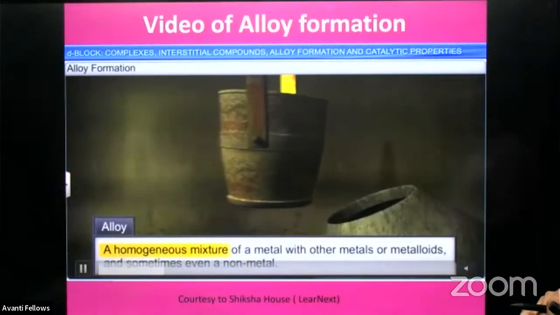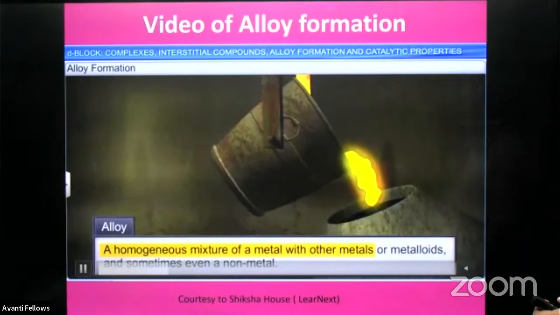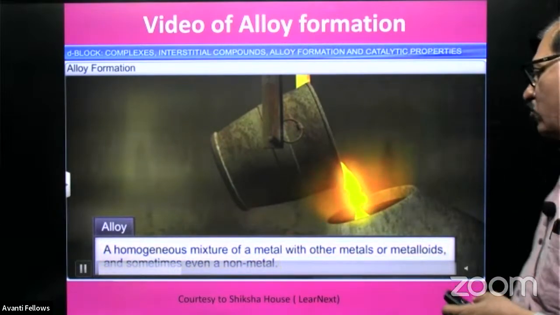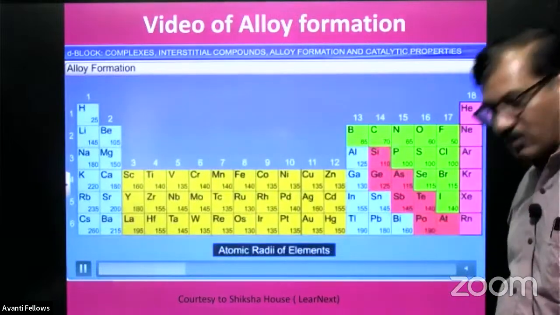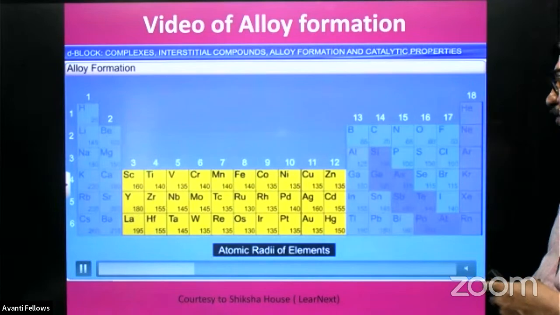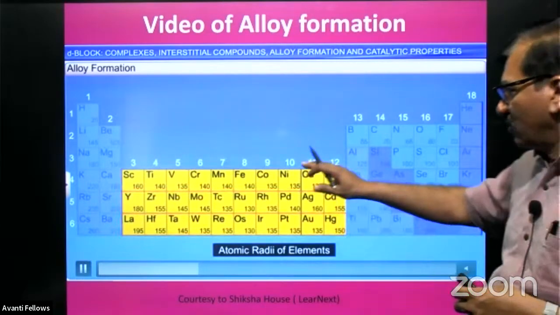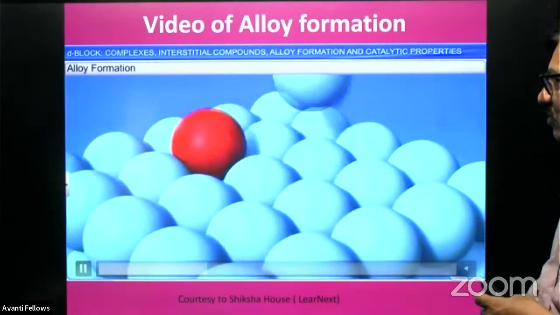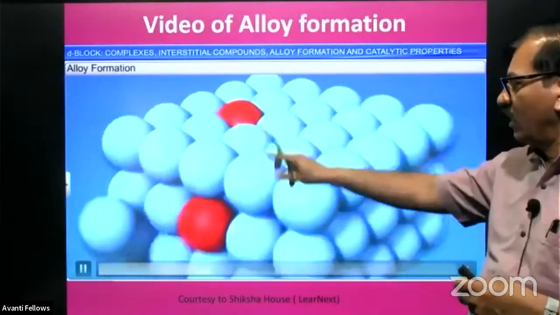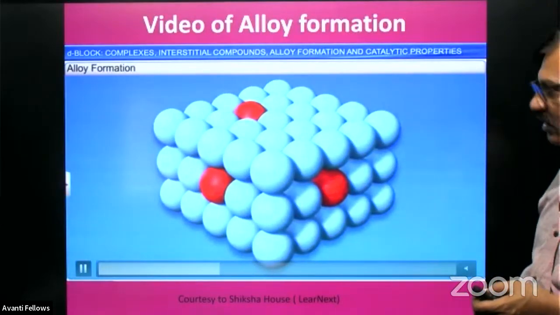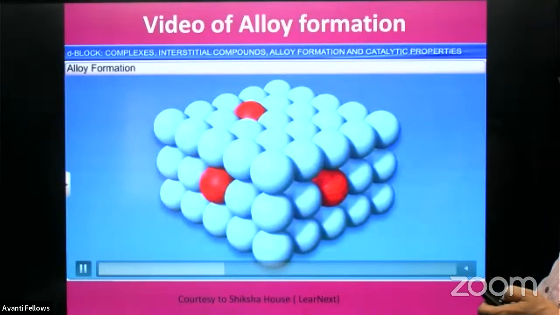So when you want to make a homogeneous mixture, the metals should be added in the liquid form, right? The industries where metal alloys are prepared will heat them in that way and mix them. Because the transition elements do not vary much in size, one can be easily replaced by the other, right? So this is how alloy formation is easily possible.